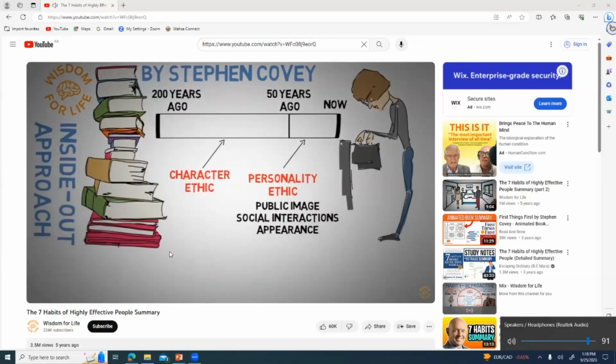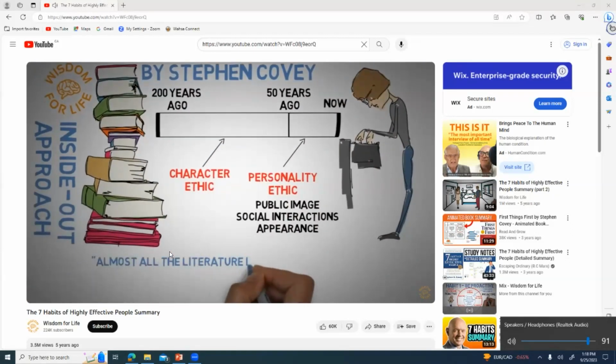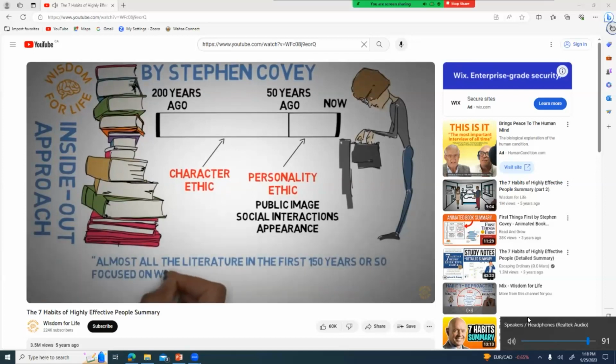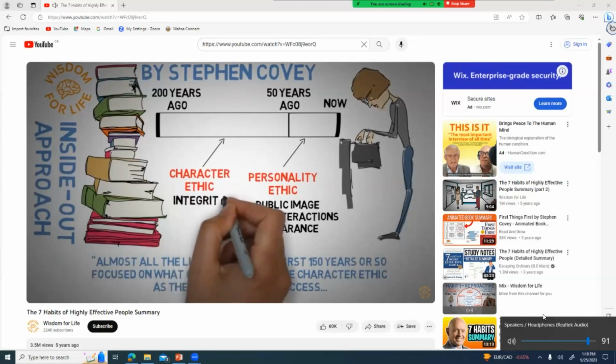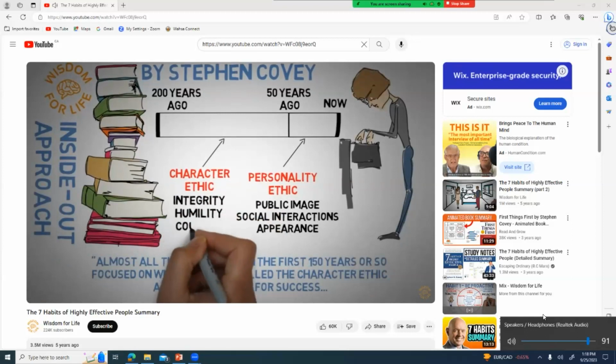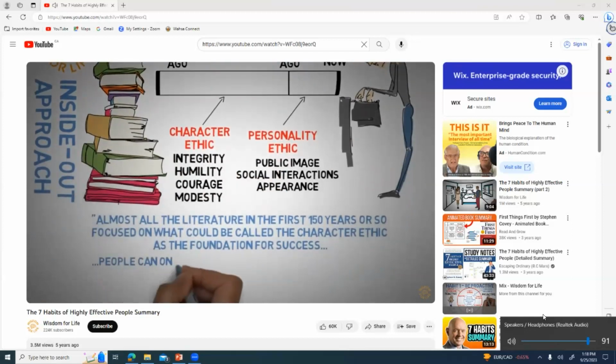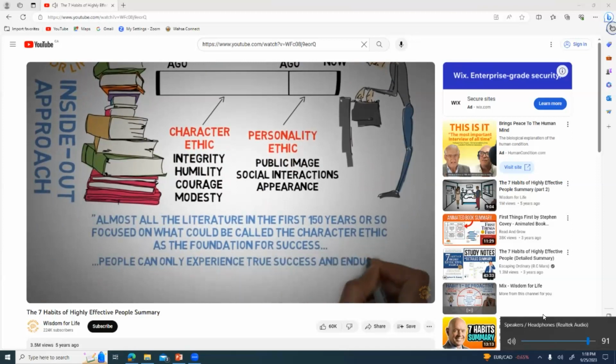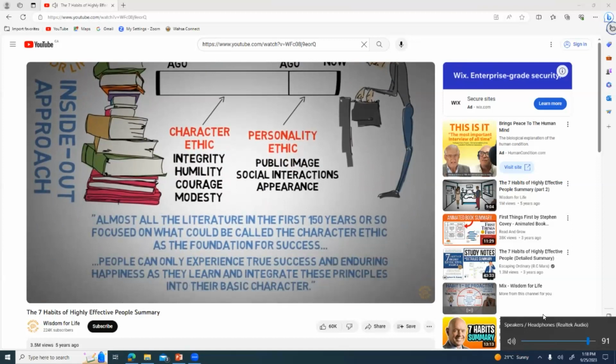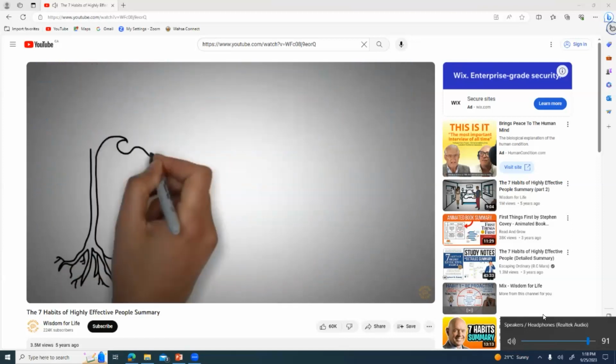In the words of Stephen Covey, almost all the literature in the first 150 years or so focused on what could be called the character ethic as the foundation for success. Things like integrity, humility, temperance, courage, and justice, patience, industry, simplicity, modesty, and the golden rule. The character ethic taught that there are basic principles of effective living, and that people can only experience true success and enduring happiness as they learn and integrate these principles into their basic character. You know, greatness starts from the inside out.